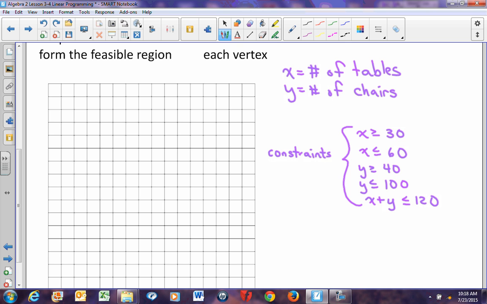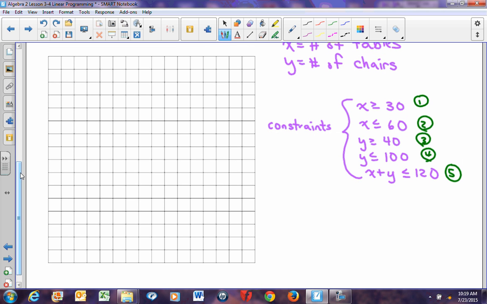There are 5 of them, and I'm just going to label them 1, 2, 3, 4, and 5. And I'm going to graph all 5 of these on this piece of graph paper that I have over here. Okay, just to make it easy, let's graph by 10s. 10, 20, 30, 40, 50, 60, 70, 80, that's probably good enough there. Same thing here.